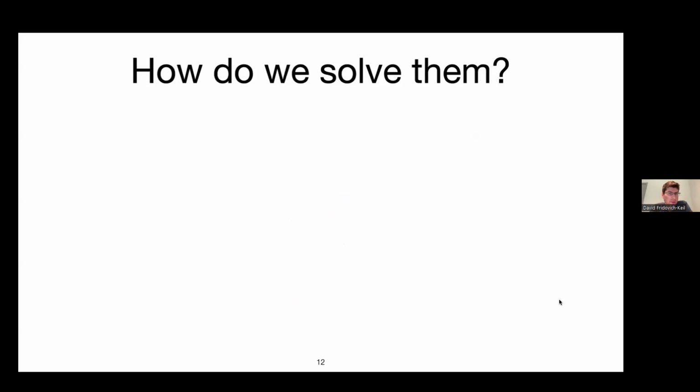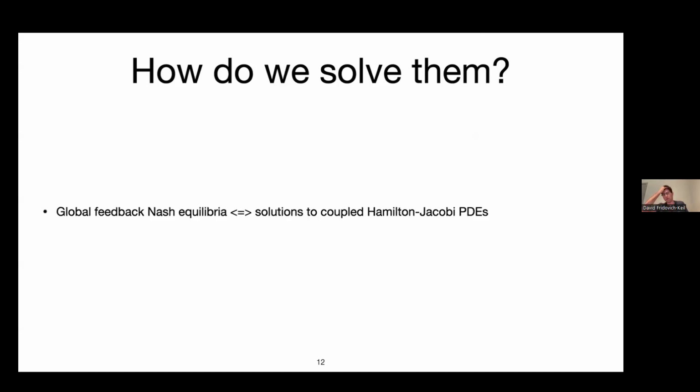Okay. So I think the biggest, at least most interesting part to me is what's changed with respect to algorithms for solving these problems. Okay, so how do we go about solving them? Well, the first thing, and this is an old result that dates to the late 60s, is that global feedback Nash equilibria, sorry, what am I saying? This actually dates much earlier than the late 60s. The global feedback Nash equilibria correspond to solutions of coupled partial differential equations.